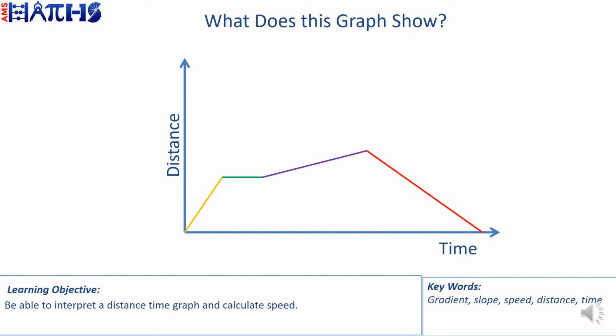So is it constant speed? Has the object stopped? Has the object moved faster or slower? Has the object returned to its original position or starting point? Can you tell for each color what is happening? Each color on the graph, what is happening?